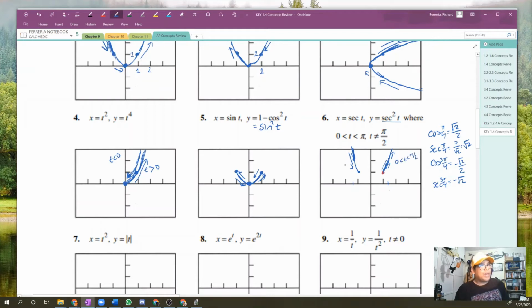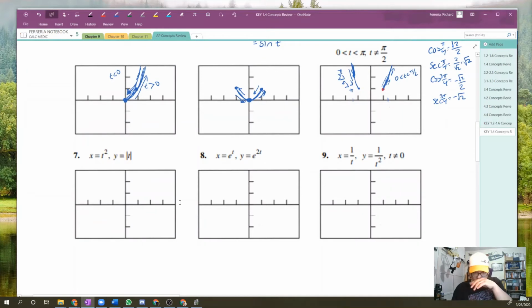And this is the direction that we had when we're between pi over 2 and pi. That's a tough one, right? Let's move on. Number 7.